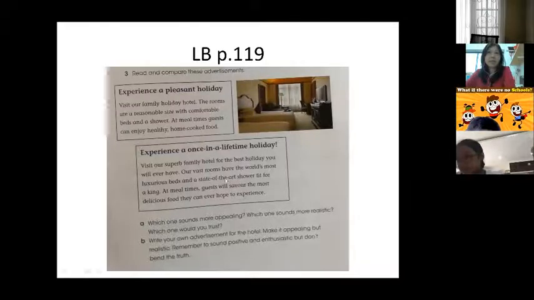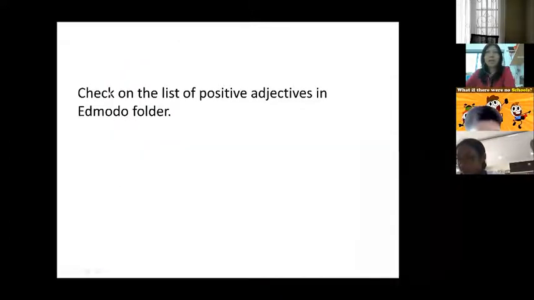That means you're lying. And even Gabby can see the luxurious beds is not actually so luxurious, right? Okay, now let's continue. Now, everybody please check on the list of positive adjectives, and I have given it in your Edmodo folder.